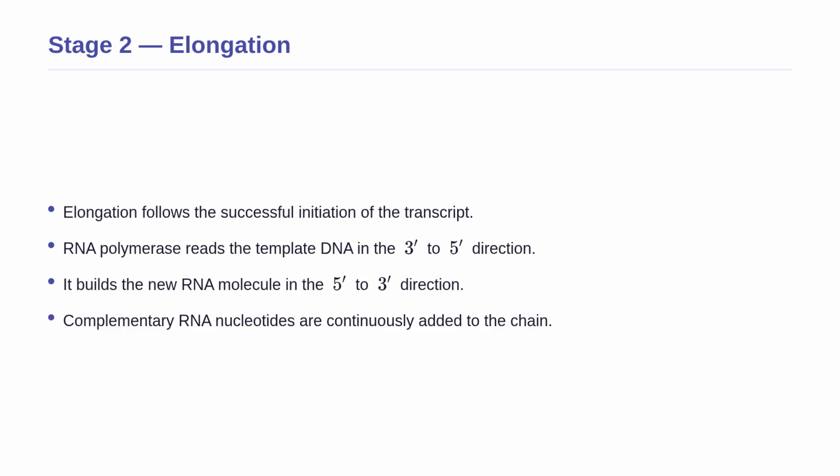Once the transcription bubble is formed, we move into the second stage, known as elongation. This is where the actual copying happens. The RNA polymerase travels along the template DNA strand, reading it strictly in the 3' to 5' direction. As it reads the template, it simultaneously builds the new RNA molecule in the opposite 5' to 3' direction. It does this by continuously bringing in and attaching complementary RNA nucleotides, linking them together one by one to form a growing single-stranded messenger RNA chain.